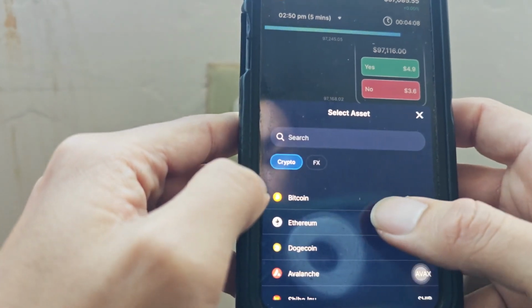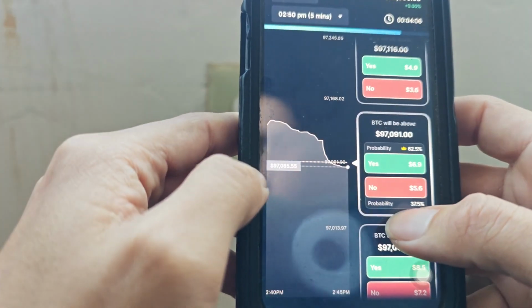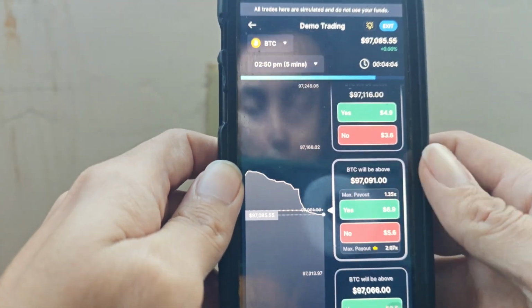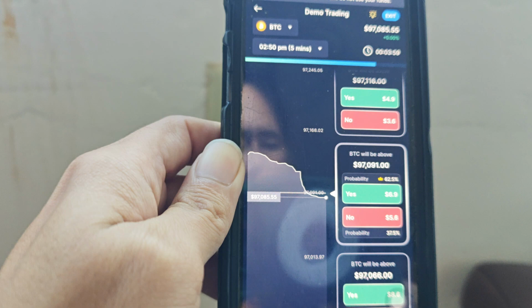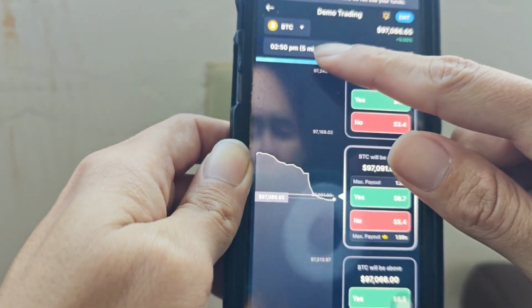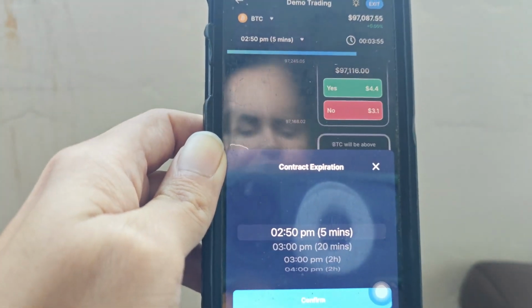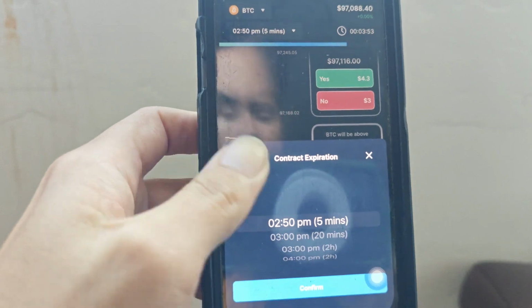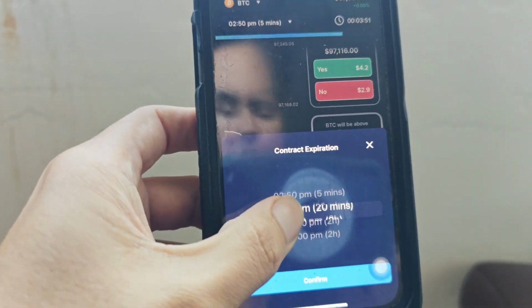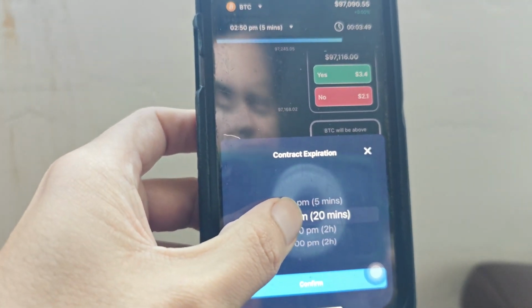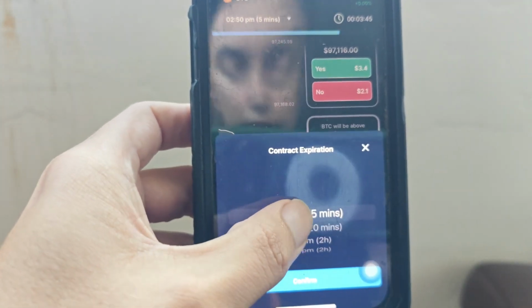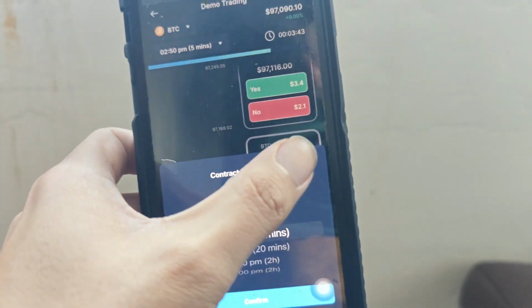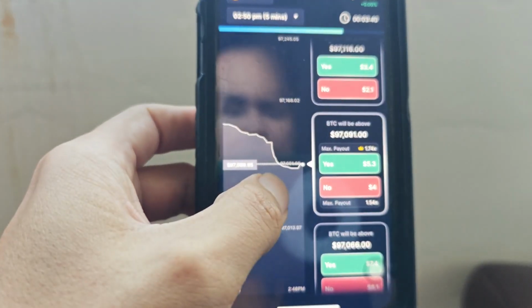So you pick the coin you want. I'm gonna click on Bitcoin, and basically the way that this works is you can see that right here is the amount of time. You click the amount of time. They even have 5 minutes, 20 minutes, 2 hours. It's kind of crazy, right? Because usually options are much longer term, like in the stock market. But let's say right here, let's do 5 minutes, which is pretty crazy.